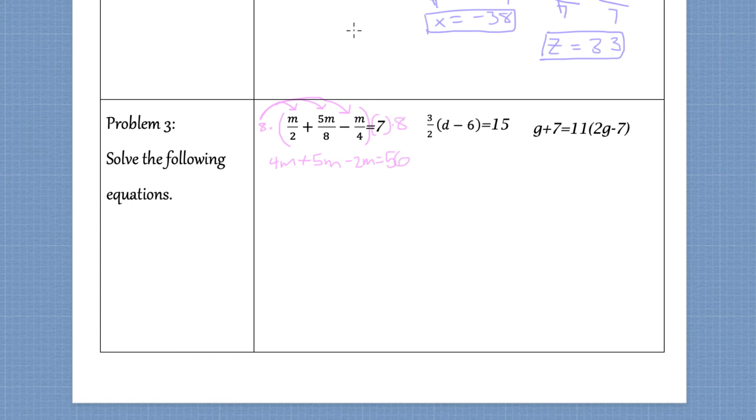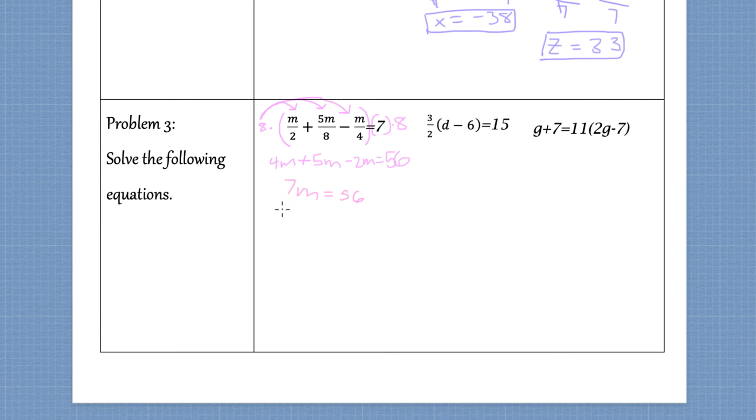Now that we have this, you can see there's quite a lot of like terms on this side. There are three variable terms on this side, and so we're going to want to combine them all. And so 4m plus 5m is equal to 9m. And then you subtract 2m, which would give us 7m as a total. And so 7m is going to be equal to 56 on this side right here.